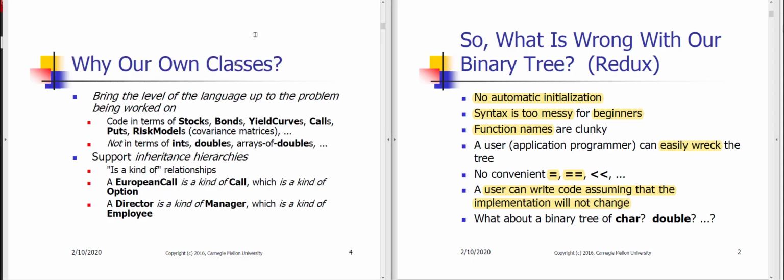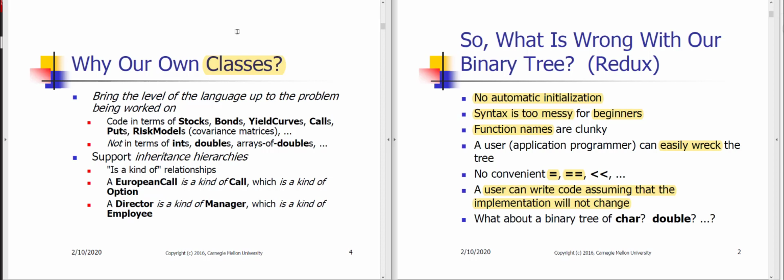So what do we want classes for anyway? Well, the computer is designed to work with chars and ints and doubles and unsigned values. And in the good old days before classes, we as programmers usually had to think in terms of pushing our human level concepts like stocks, bonds, yield curves, and so forth down to this low machine level of the ints and the doubles and the arrays of doubles and so on.